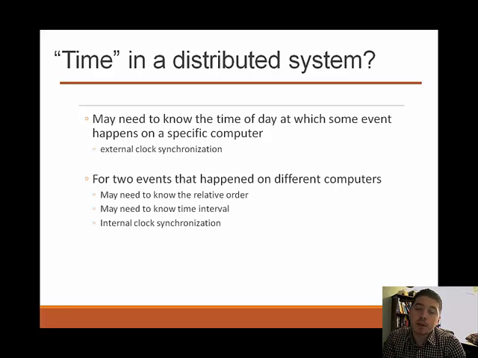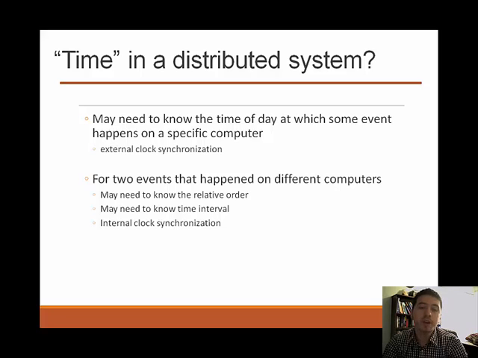Now, what is time in a distributed system? Why do we need it? And does it really work? Well, in a distributed system, we also might need to know the time of the day at which an event happens in a specific computer, as we have a lot of computers, and we need to know when a particular event happens, whether it happened before or after another particular event. In order to accomplish this in a traditional environment, we have external clock synchronization. Now, for external clock synchronization, we will see that we have a lot of problems with transferring and time delays between different clocks in different computers, as this is a distributed system.